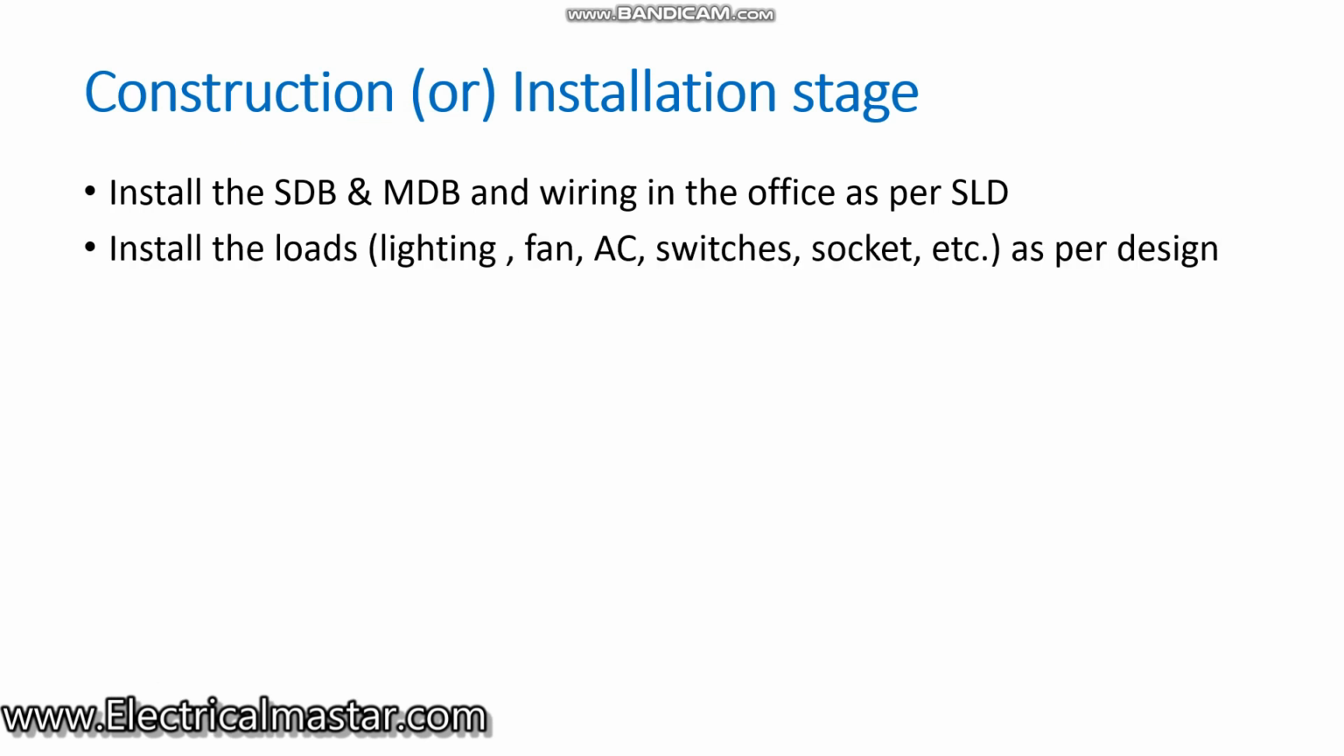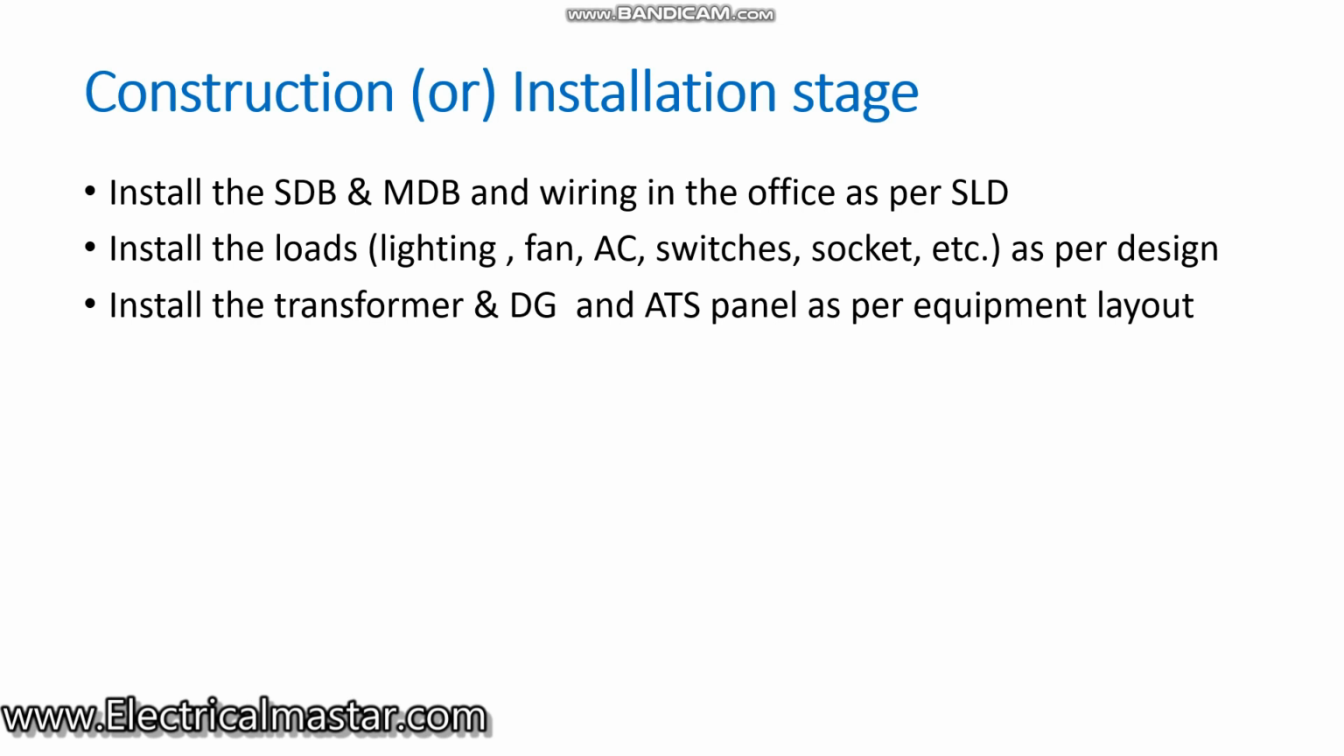And second, we installed the loads in this office as per our designing diagrams. Wherever we kept a load, like lamps, fans, AC and power sockets, we connected the loads. And third, install the transformer, DG and ATS panel as per the equipment layout. We installed them in the appropriate places: the generator, transformer and also the ATS, based on the equipment layout.